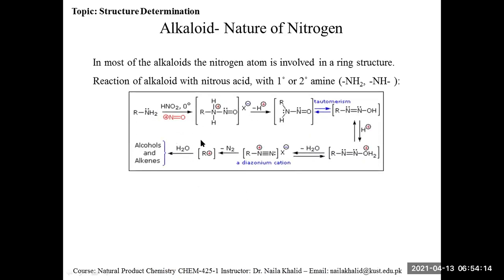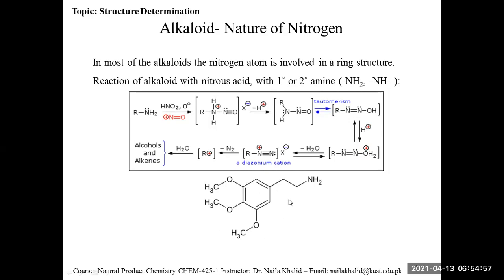Here is the chemistry behind the primary amine and its reaction with nitrous acid. If a primary amine is present in an alkaloid, it will react with nitrous acid, pass through this mechanism, and give you a diazonium salt. After evolution of nitrogen and reaction with water, it gives you an alcohol, and after dehydration there is a possibility of alkene formation. In short, if you have a primary amine in your alkaloid, it will react with nitrous acid to give you alcohol or alkene as the products. So this shows that your alkaloid contains a primary amine.